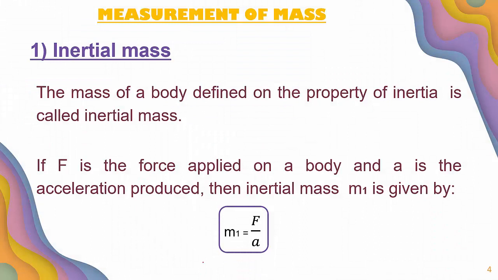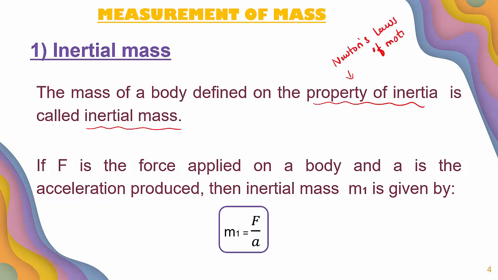The first one is inertial mass. The mass of a body defined on the property of inertia. If the mass of a body is defined based on the property of inertia, then we can call it inertial mass. What do you mean by property of inertia? Property of inertia means we can go to Newton's laws of motion.